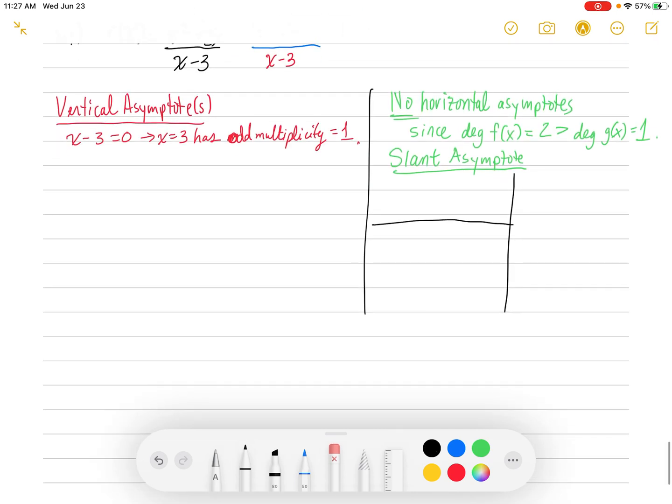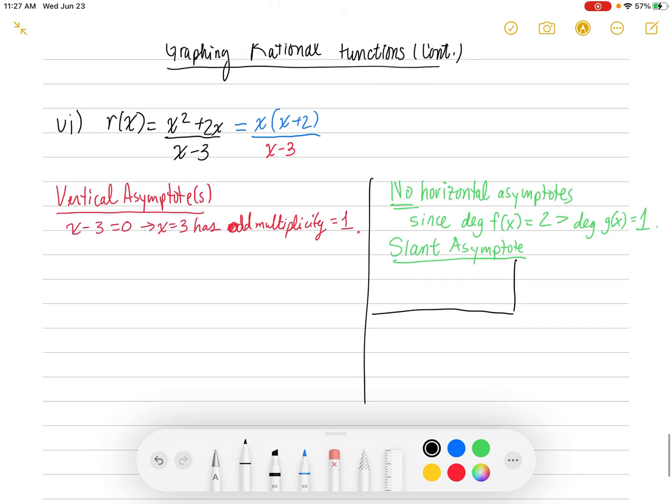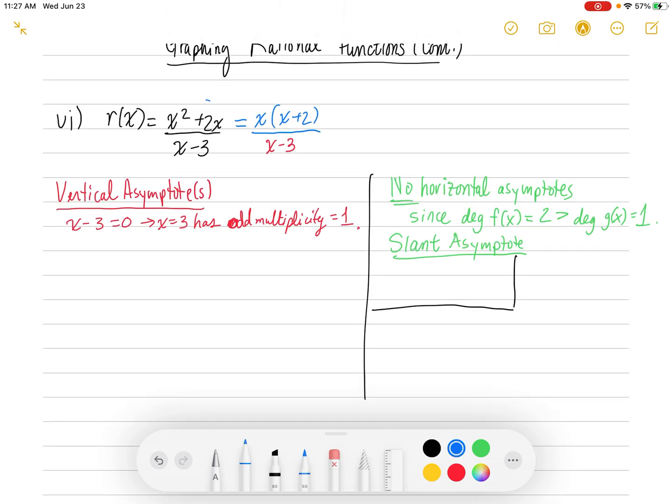I'm going to take the top before it's factored, this part in blue, x squared plus 2x. I'm going to put a plus 0, a constant, on the end. I'm going to divide that by x minus 3.